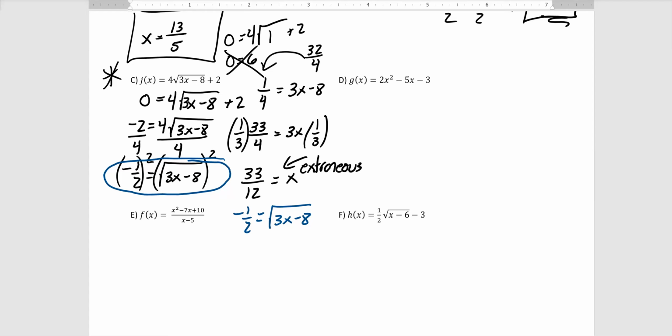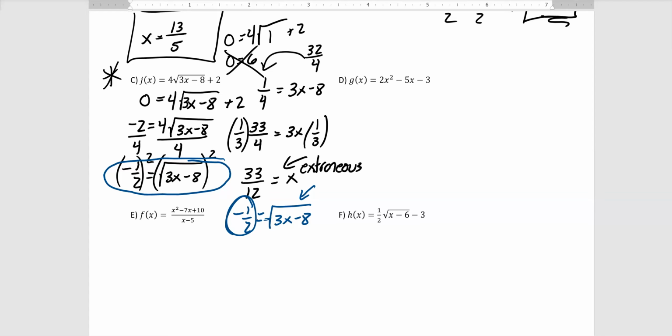How did I know that? Because I had a negative number equal to a radical. And we know that square roots, it's impossible to get a square root that is negative. They will always be positive. All right, so anytime you see negative equal to just the radical, we know that that's going to be extraneous.